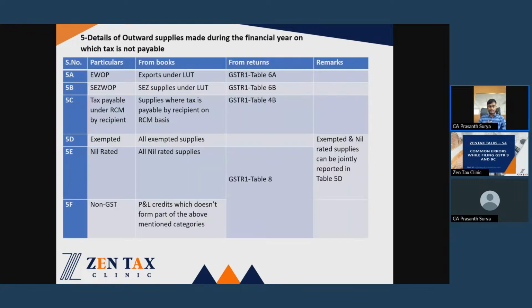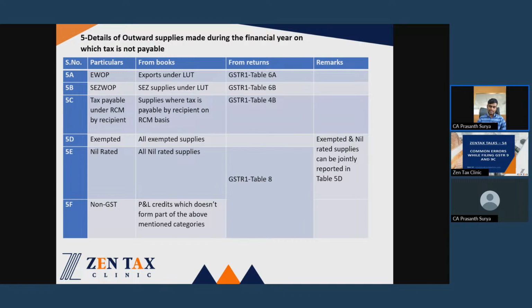So next, table 5. Table 5 talks only about the outward supplies on which tax is not payable. Export without payment of tax. SEZ without payment of tax. Exempted, nil rated. So in this table, you have to report only the transactions on which tax is not payable.